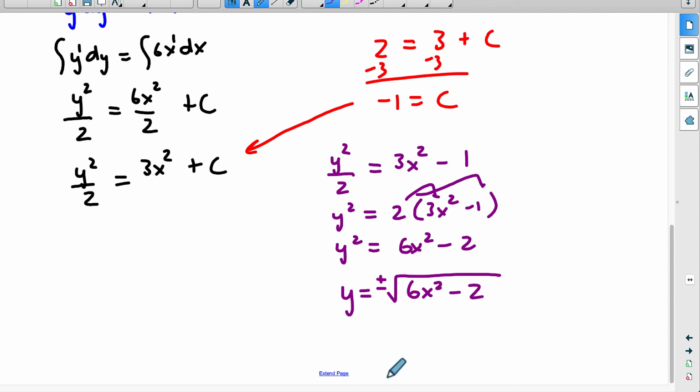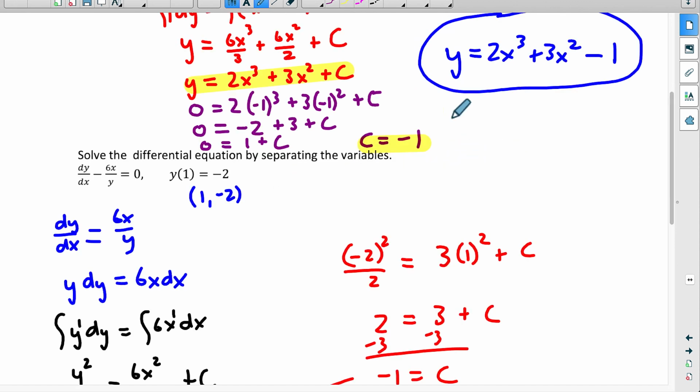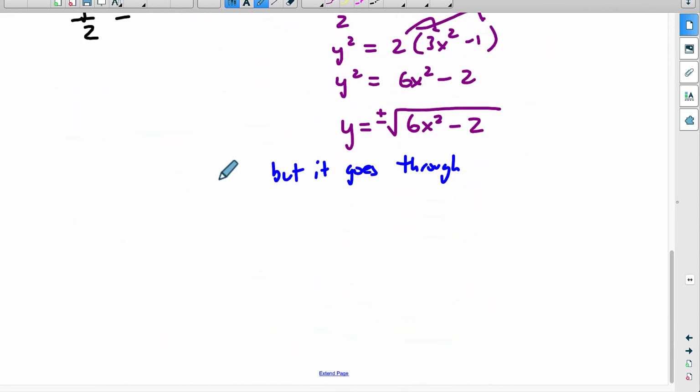There you go. But wait a minute. Maybe we can be a little bit more specific than this. Maybe we can figure out whether it is positive or negative. Because remember, it goes through the point 1, negative 2, right? I wrote it right there, 1, negative 2. It goes through that point. So which one would it be? Would it be the plus or the minus?